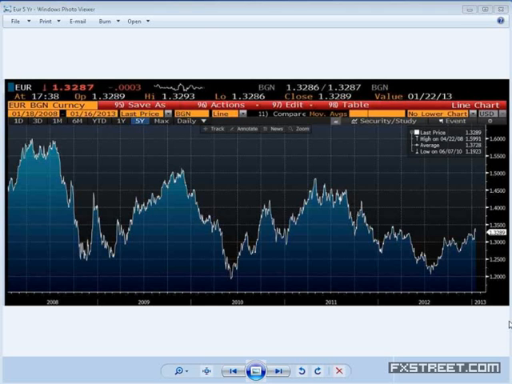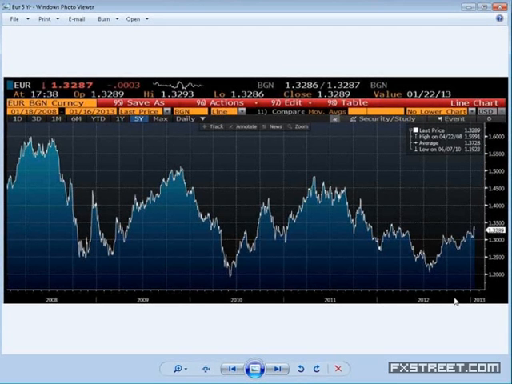Now, people have said that, and it is true, that over the past year, 2012 was not a very good year for FX volume. FX volume went down. Trading volume went down. But looking at this euro chart, does this look like a bad time for trading? It does not.